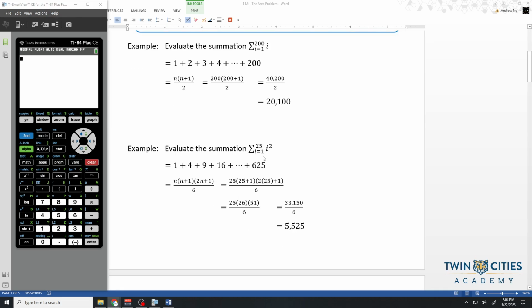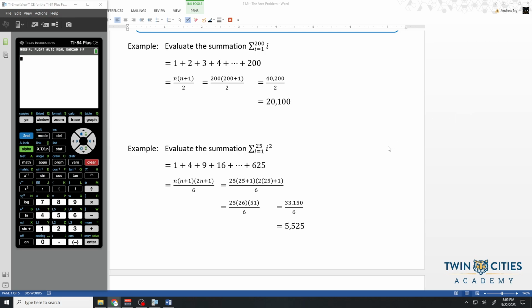I could do this for i squared as well. Let's say I've got i equals 1 to 25. So the first term would be 1, because 1 squared is 1. The second term would be 4, because 2 squared is 4. Third term is 3 squared is 9. Fourth term is 4 squared is 16, all the way up to my 25th term. 25 squared is 625.